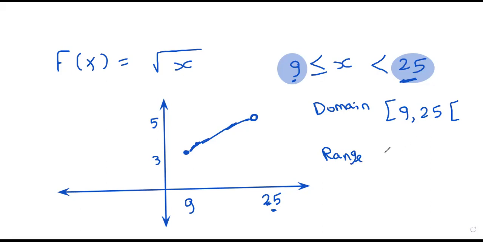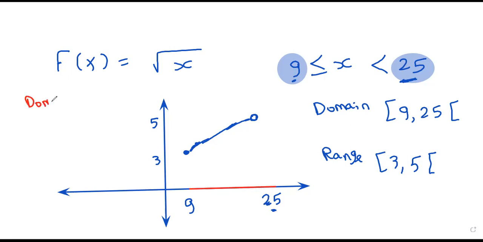The range is 3 closed and 5 open. And once again, what is the difference between the domain and the range? The domain is related with the x-axis. Okay, this is the domain. So what are the values of x?